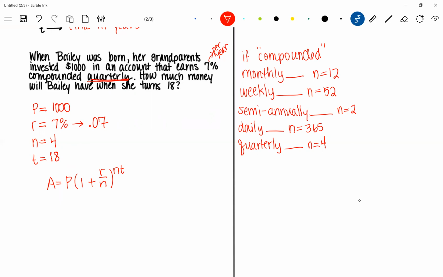So let's plug in all the numbers that we know. I'm going to change P to 1,000. I'm going to change R to 0.07, and N is going to be 4. And then up here, NT, that means I'm going to take the N, 4, and multiply it by how many years, which is 18.